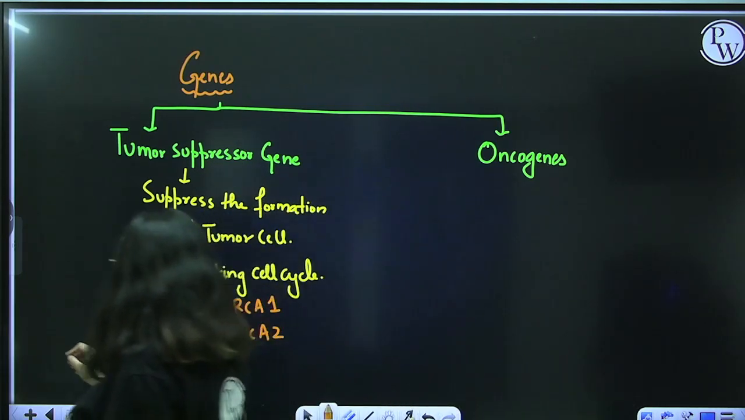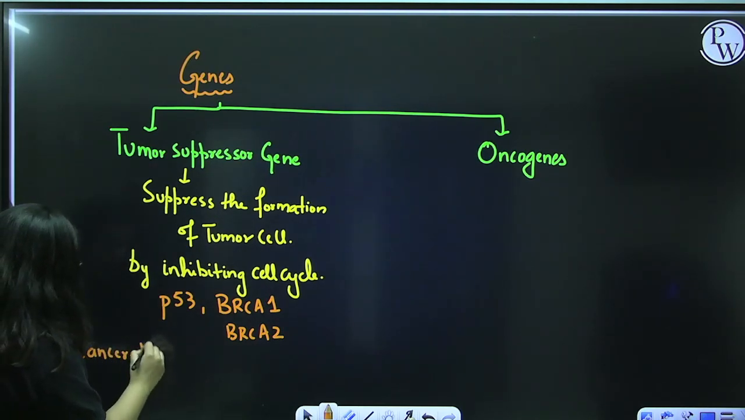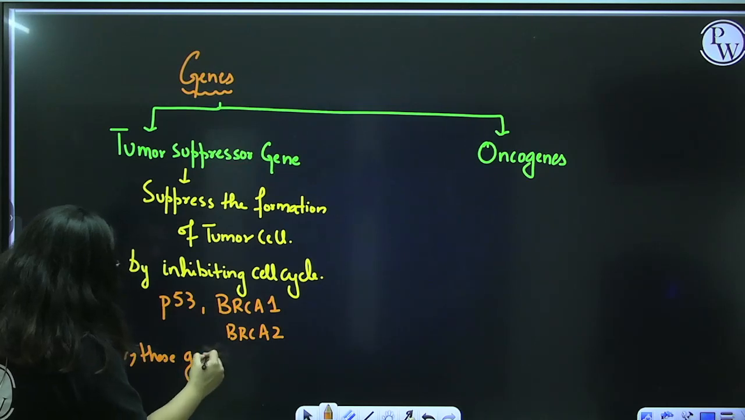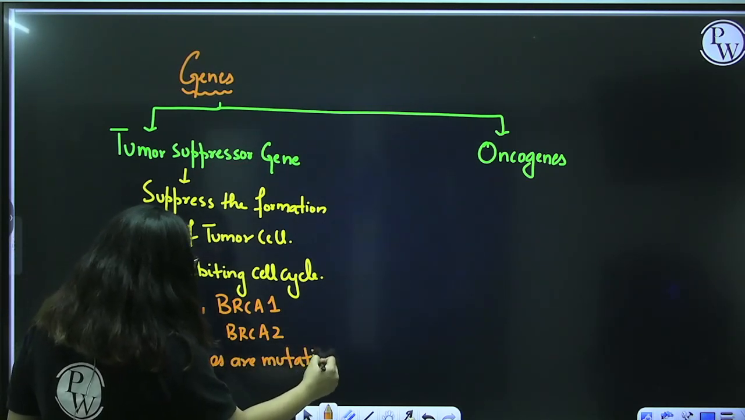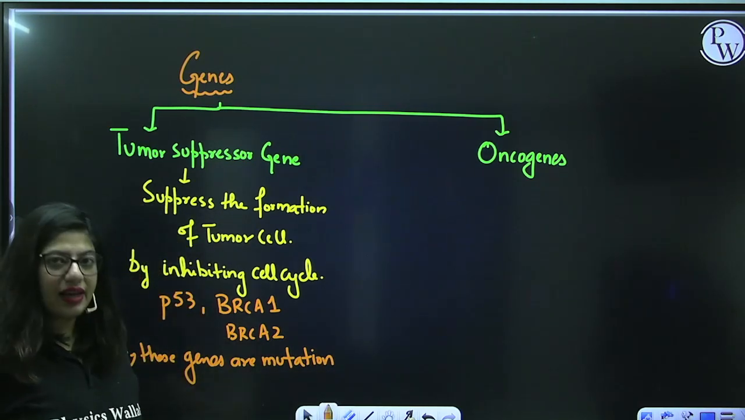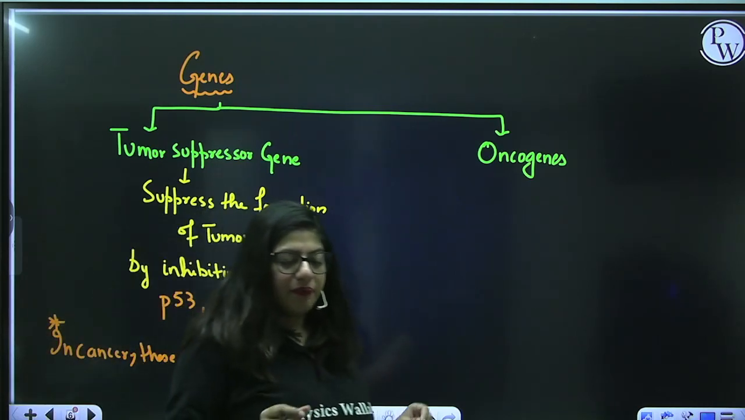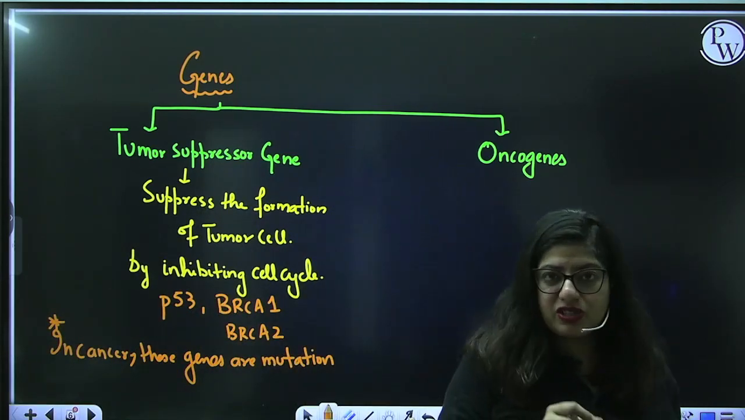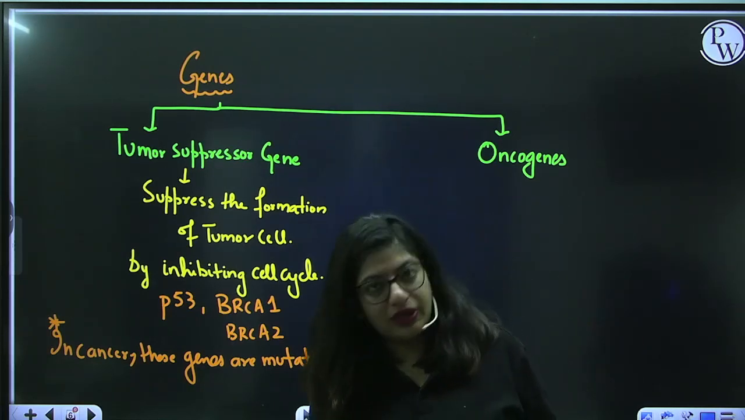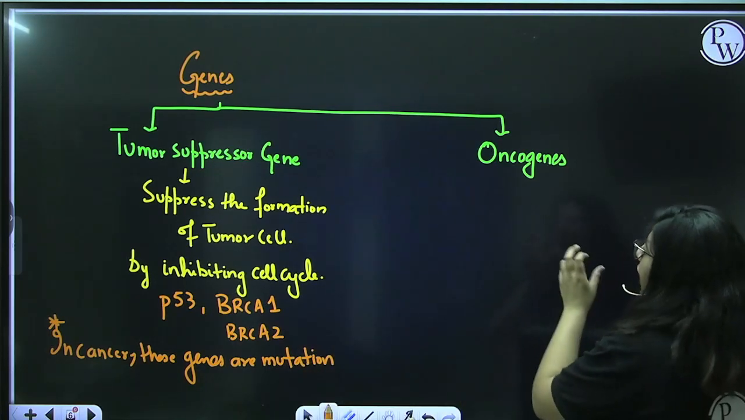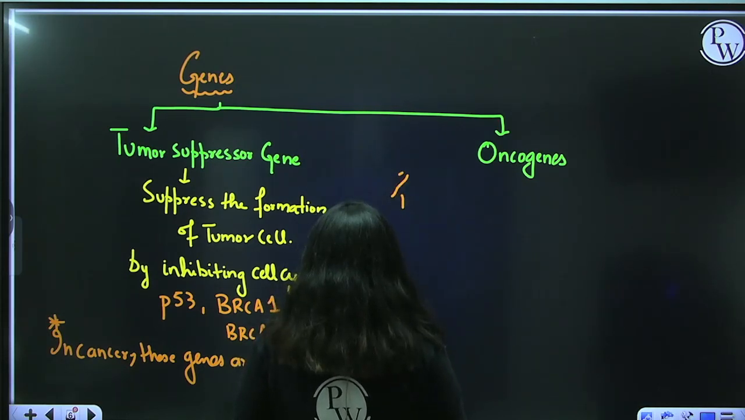So in cancer, these genes are mutated. So mutation in tumor suppressor genes forms cancer cells. Do not forget this. Mutation in the tumor suppressor genes transforms a normal cell into a cancer cell. Second, we have the oncogenes. So in our body, there are some normal genes present.